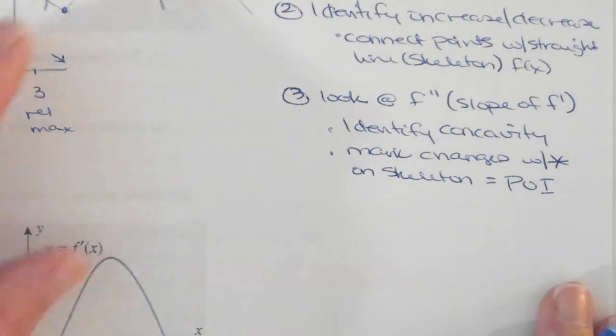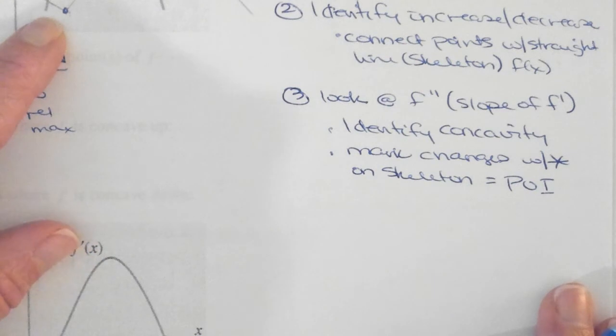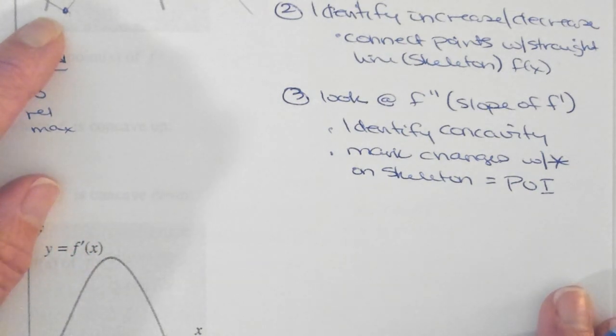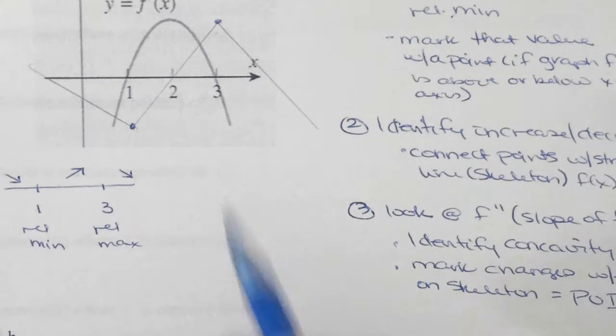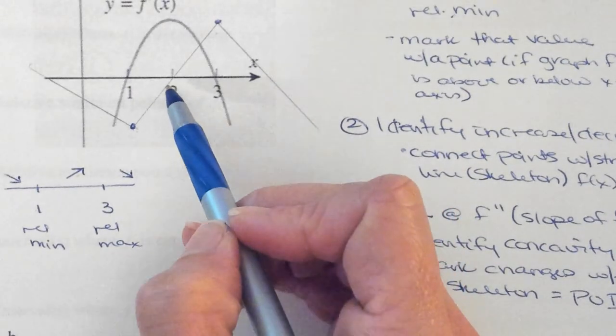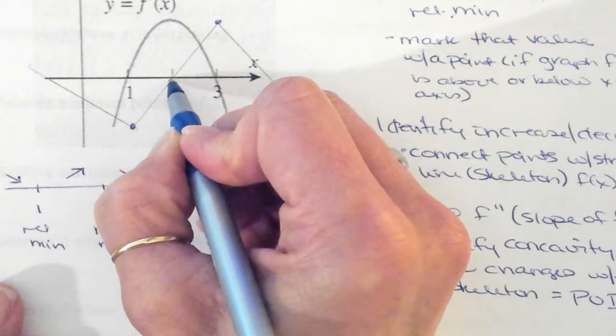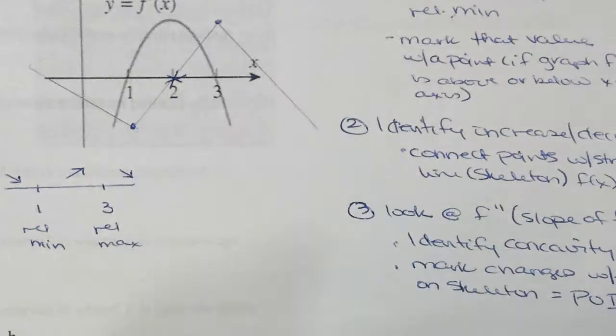Okay, so look at f prime's graph. It's an upside down parabola. How many times does this change slope? Once. Where? At x equals 2. So on x equals 2, wherever it is on your skeleton, I'm going to mark it with a star. Right there.